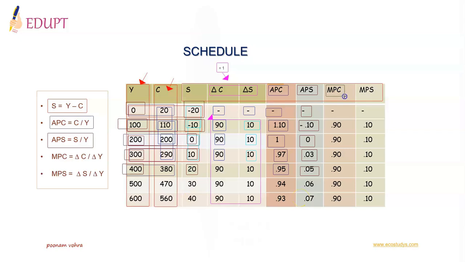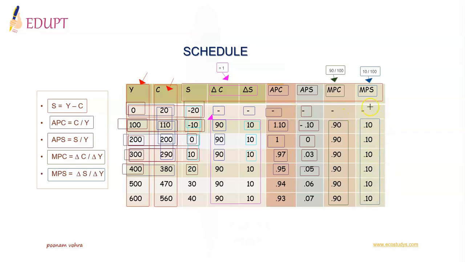One can also find MPC. MPC is delta C by delta Y. Delta Y is 100 in each case. Delta C is 90 in each case. So it will be 90 by 100 in each case, and you get 0.90 in each case. So marginal propensity to save will then be delta S by delta Y, which is 10 by 100 in each case. So one gets 0.10 in each case.